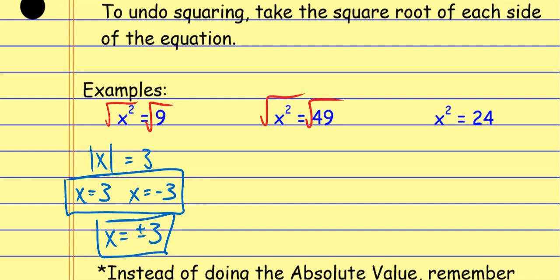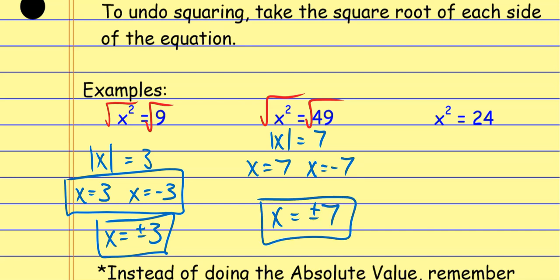Same thing here if I were to take the square root of each side. Technically, the square root of x squared is the absolute value of x. And then the square root of 49 is 7. But then, of course, with the absolute value, x equals 7 or x equals negative 7. So x equals plus or minus 7. Okay? And again, you can write it as just plus or minus 7, or you could write it as two separate values.